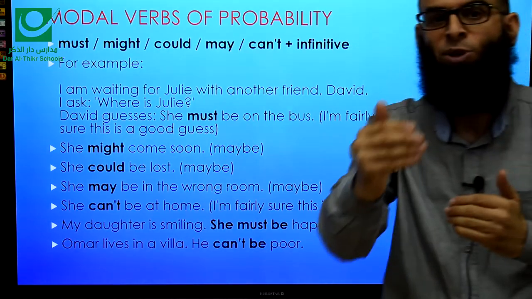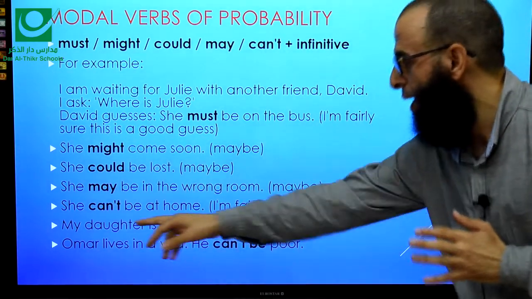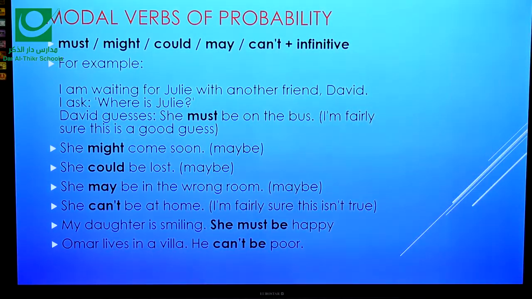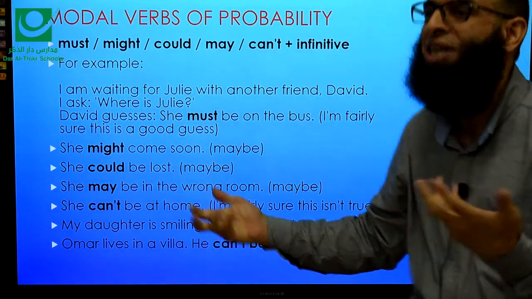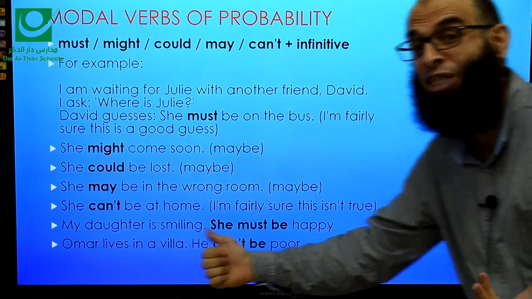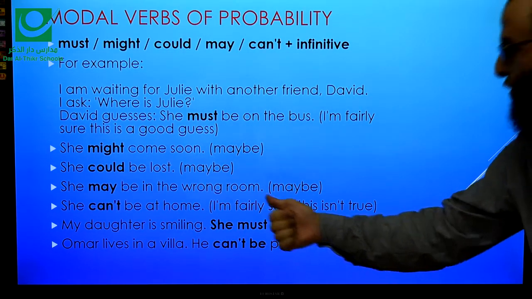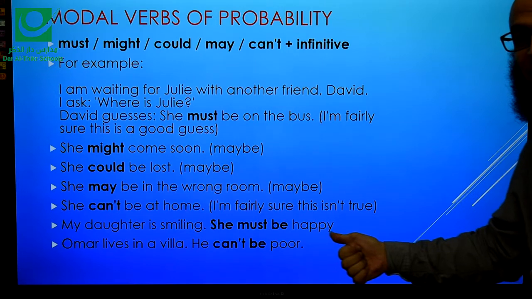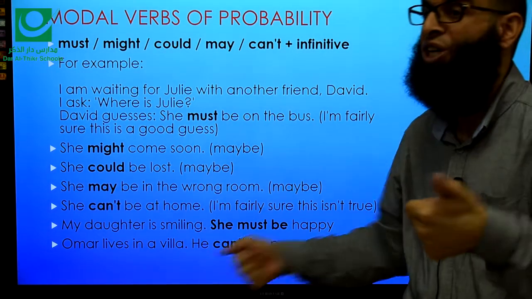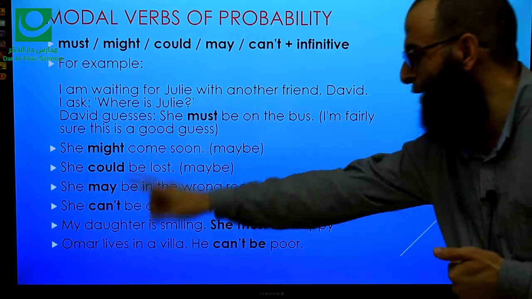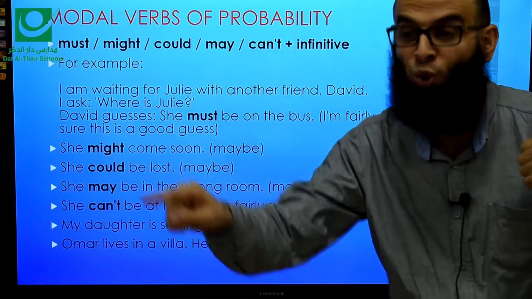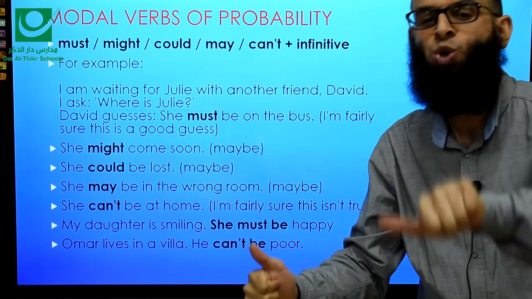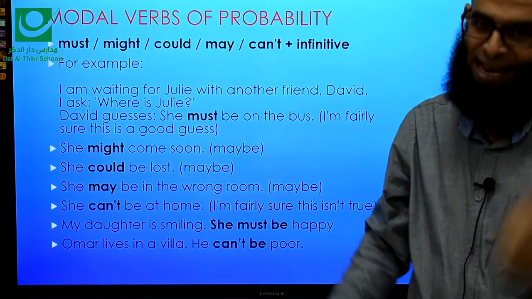Let's take an example to illustrate this. My daughter is smiling. She must be. Now, when I say she is smiling, so she must be what? Sad? No, she must be happy. If I ask you to use can't here, what can I say? I say my daughter is smiling, she can't be sad. So you are sure that she is happy and you are sure that she can't be sad.